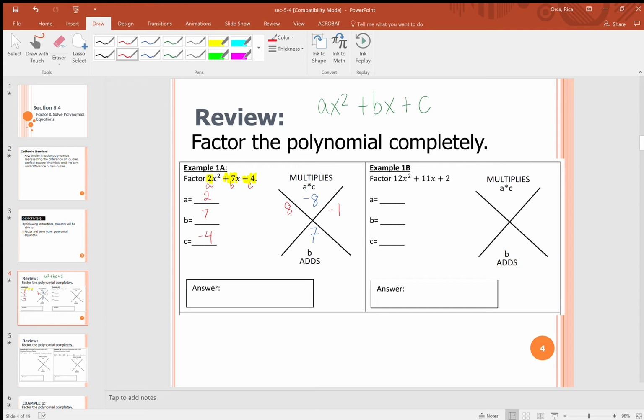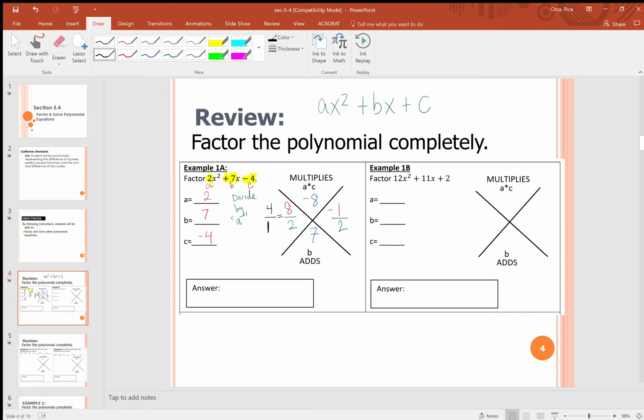The next step is to divide these numbers by whatever a is. And I'll go ahead and make a note of that. Divide by a. Our a value is 2. So let's go ahead and divide 8 and negative 1 by 2. Now we want to reduce these fractions if possible. 8 and 2 are both divisible by 2. 8 divided by 2 is 4, and 2 divided by 2 is 1.